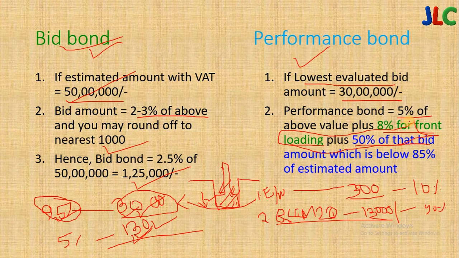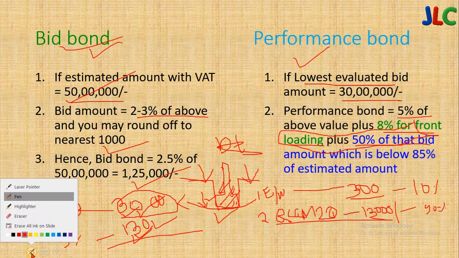If the office suspects front loading, then the office can ask the contractor to bring the rate analysis. Now if the office is satisfied with the rate analysis, the contract can be awarded with 8% of the amount. The 8% will be returned to the contractor after the work is completed. But if the office is not satisfied with the rate analysis, the office can reject that contractor. So this is what front loading is, and 50% for that bid amount which is below 85% of the estimated. We will see this through an example.